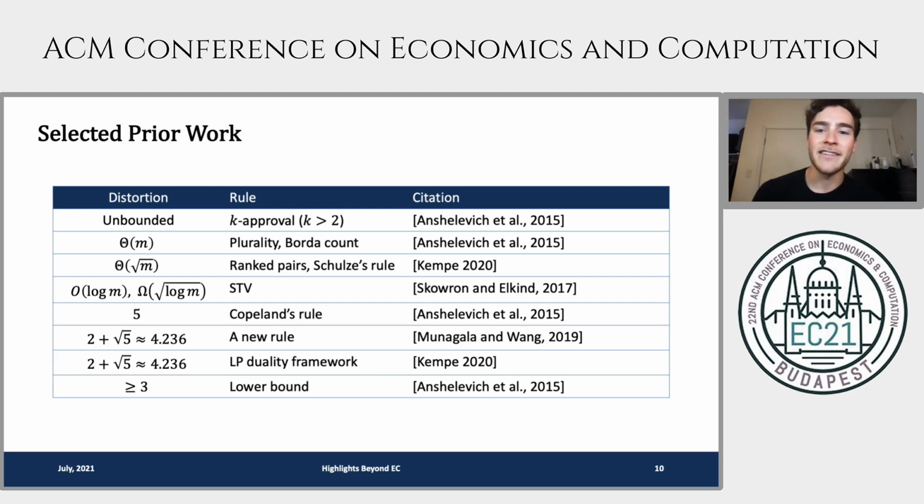And as I've been alluding to, the main result of this paper is that we give a brand new voting rule called plurality matching that exactly achieves distortion 3. So this achieves the best possible distortion over all possible voting rules. It matches the lower bound. So to be able to introduce this brand new voting rule, I'm going to need some new notions.